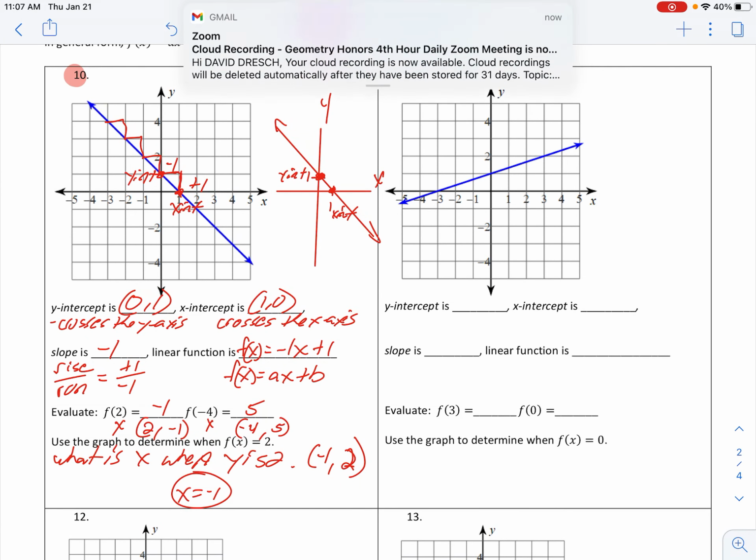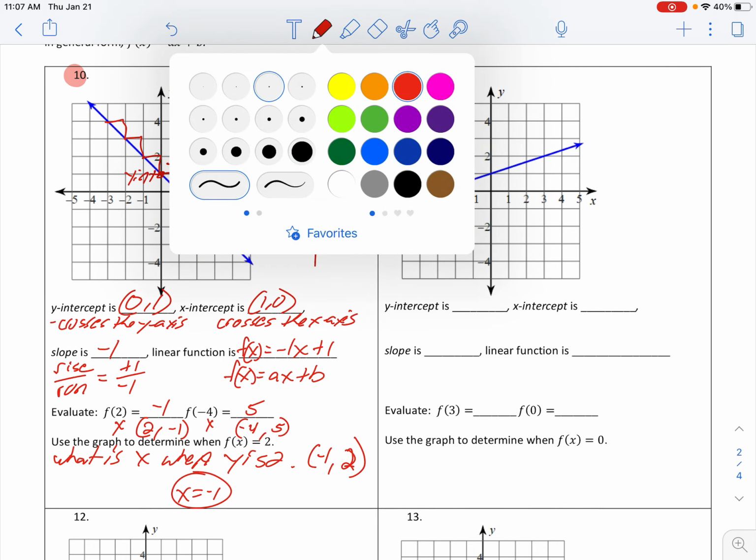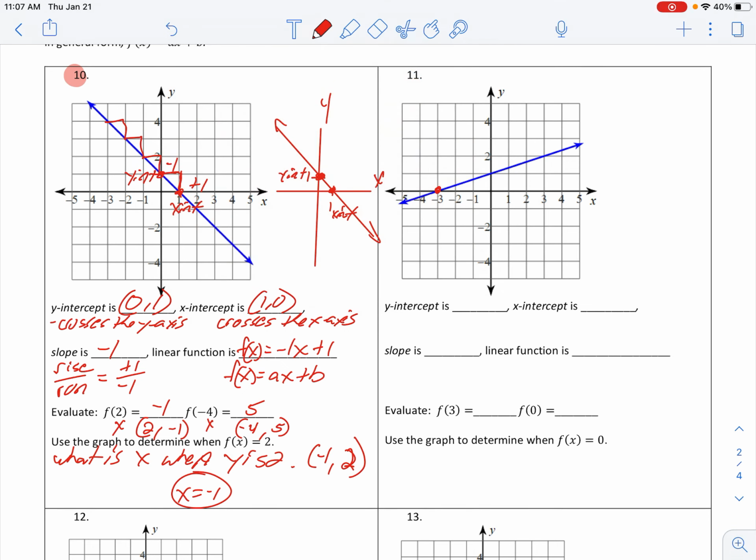All right, number 11 here. Identify the x and y intercept. Where it's crossing the x-axis is my x-intercept. So that is -3, 0. And where it's crossing the y-axis is my y-intercept, which in this case is 0, 1.